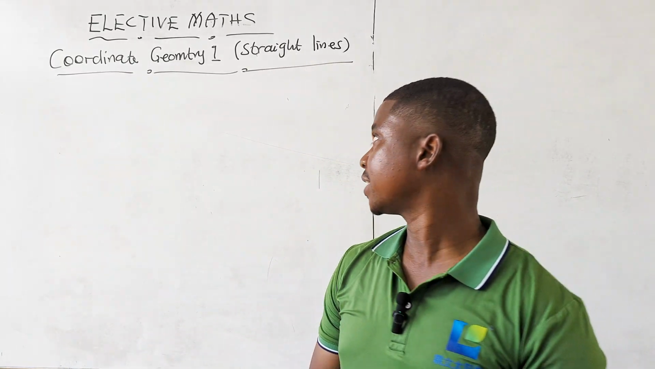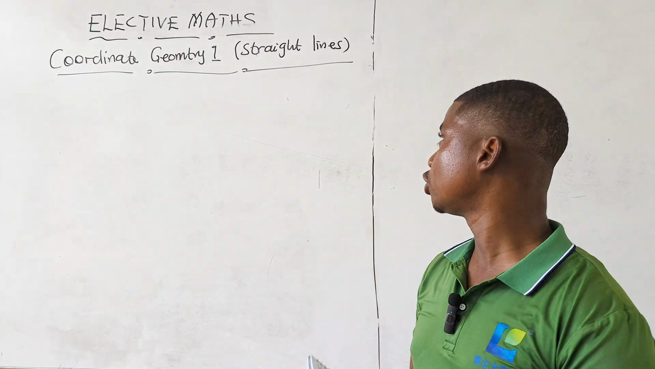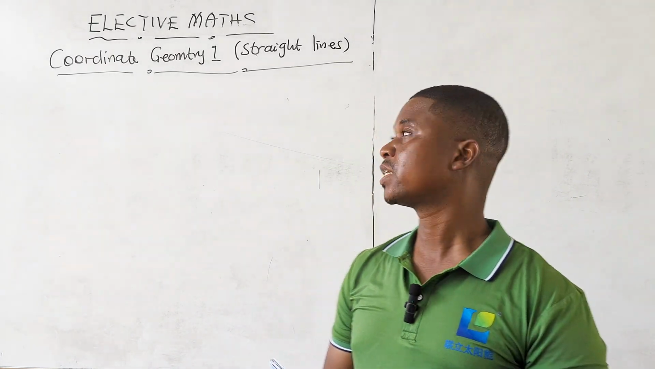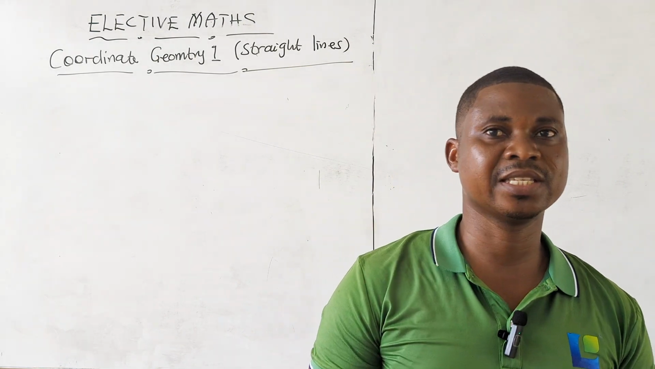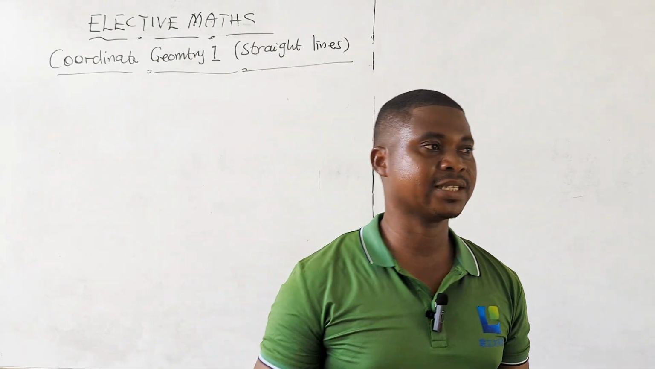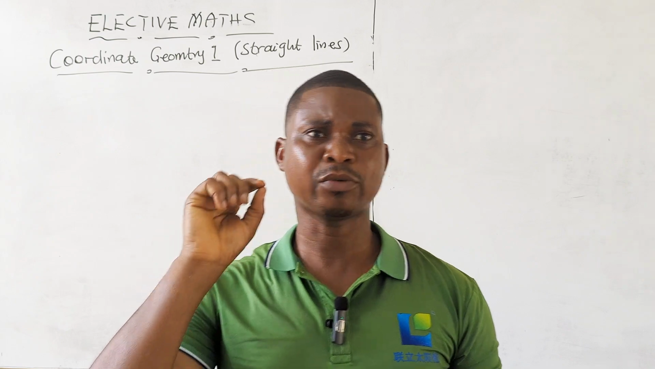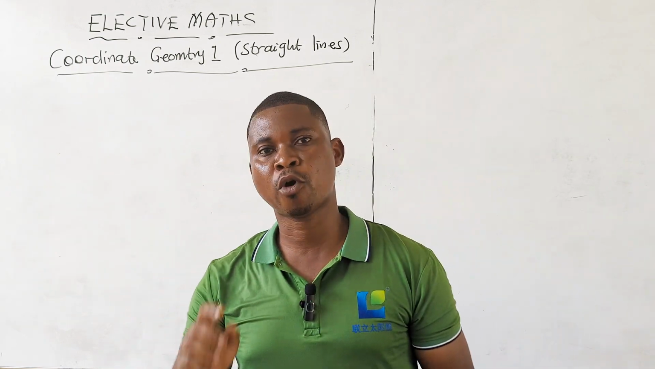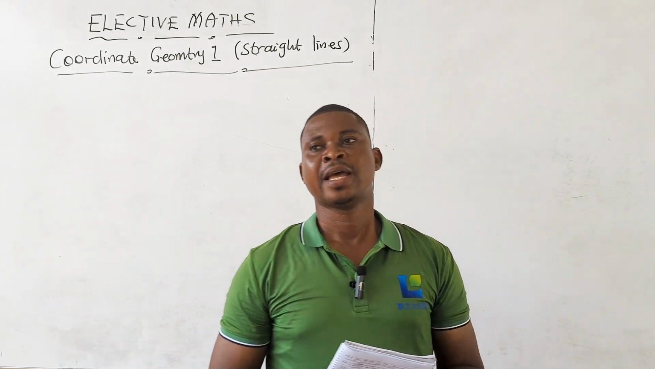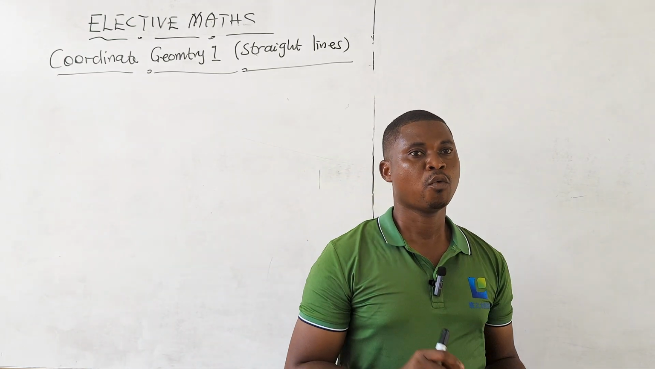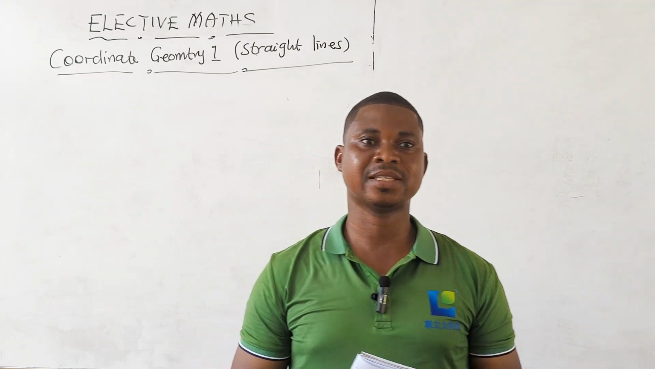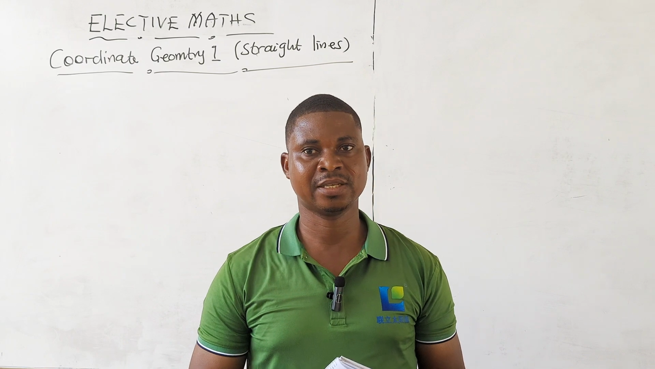Today we are going to look at the topic coordinate geometry 1, which takes care of the straight lines. With this it deals with lines, and when you look at lines, it starts with a point. Any point on the plane can be described as an ordered pair, which takes care of the x-axis and the y-axis.